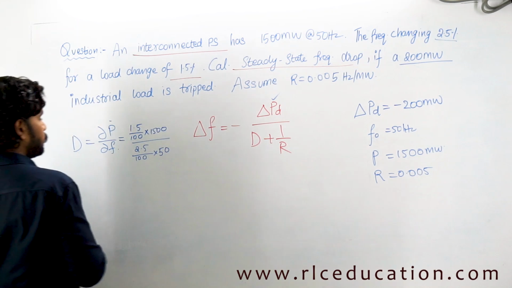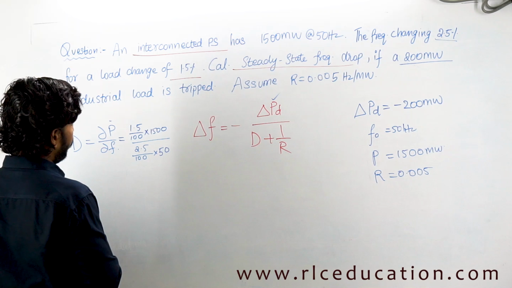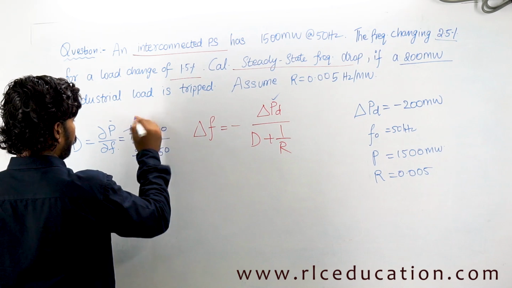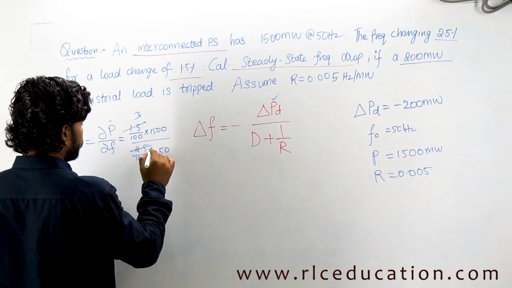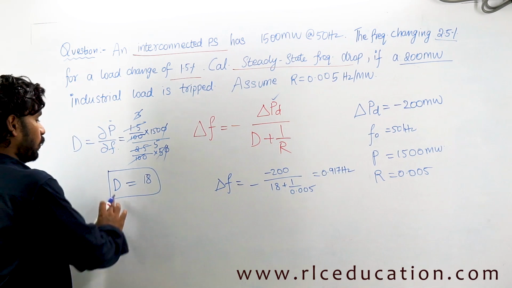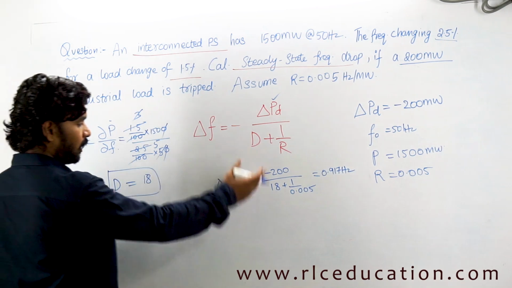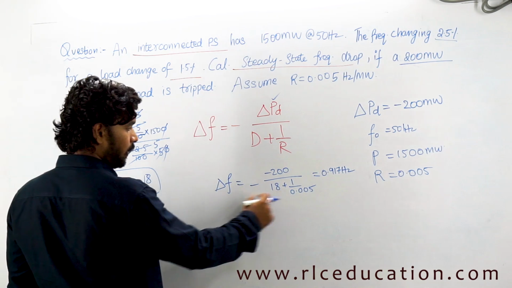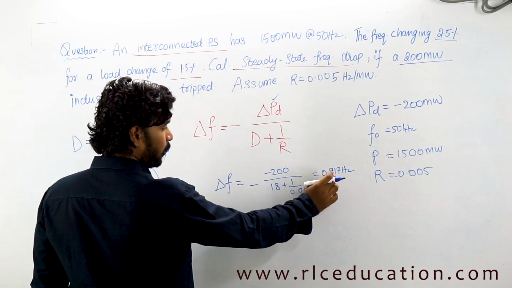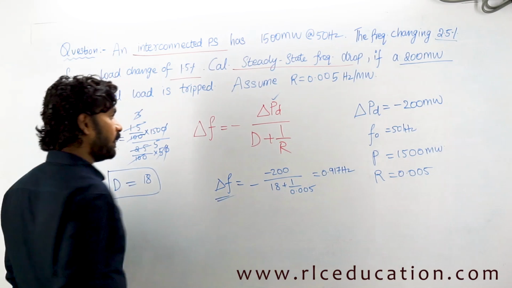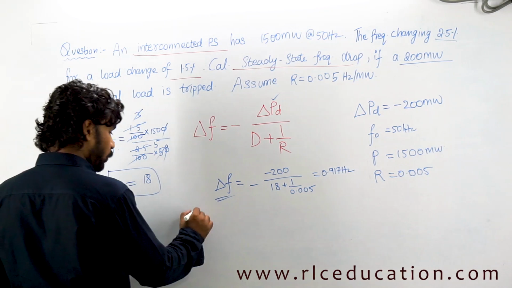Okay, so this can again be written as, this becomes 3 times, and after solving I will get D is equal to 18. So I will substitute all the values as given here as per the formula, and then I will get 0.917 hertz is the change in frequency. Can you tell me what is the new frequency now?